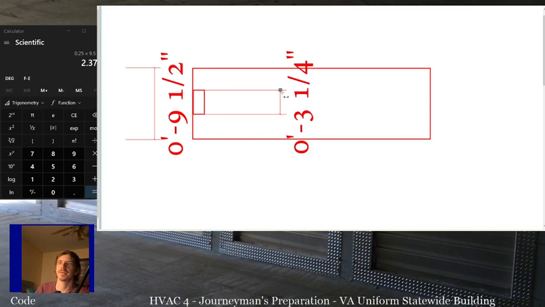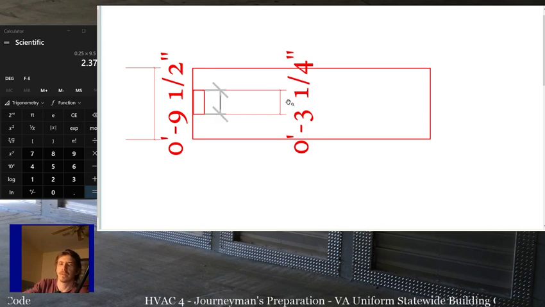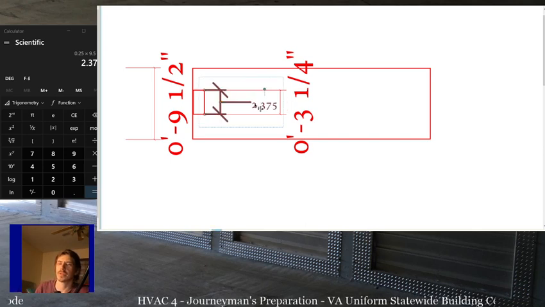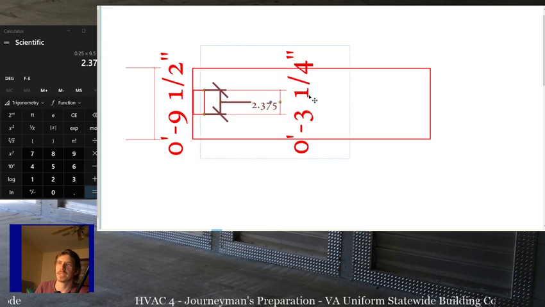So anyway, this cannot be more than 2.375 if you notch the end of the joist on a 2x10.